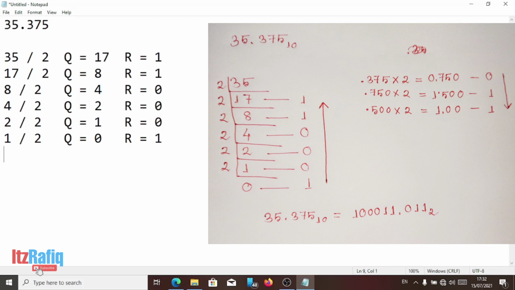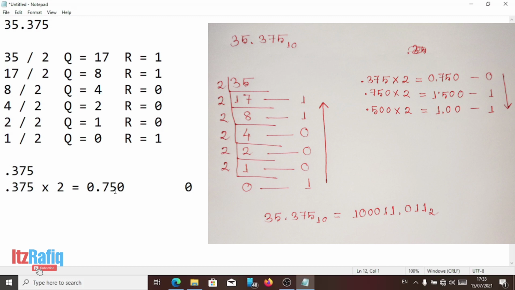So this is the whole number part. If we convert 35 into a binary number, then we will get this answer, 100011. Now I will convert the decimal part, that is 0.375. To convert this part, we will multiply the number by 2. 0.375 into 2. If we multiply this number by 2, we get 0.750. Here we will write only the left hand side number, the whole number, whatever we are getting. We are getting 0 on the left hand side of the decimal, so we'll write 0.